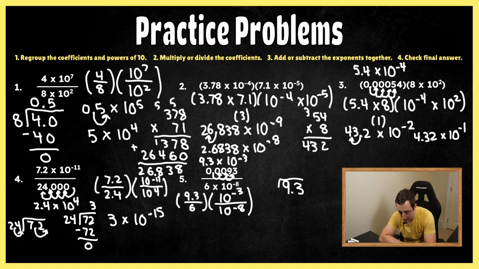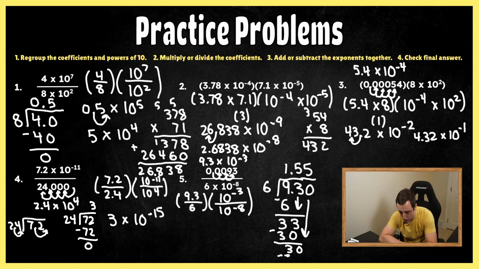9.3 divided by 6. 6 fits into 9 one time. 6 times 1 is 6. We subtract, we get a remainder of 3. Let's move that decimal point up into our quotient. 6 does not fit into 3 at all, so we bring that 3 down. 6 fits into 33 5 times. 6 times 5 is 30. We subtract, we get a remainder of 3. Well, 6 doesn't fit into 3 at all, so we bring a 0 down. 6 fits into 30 5 times perfectly. We subtract, we end up getting a remainder of 0. I'm just out of space.